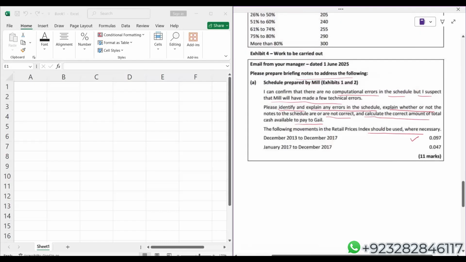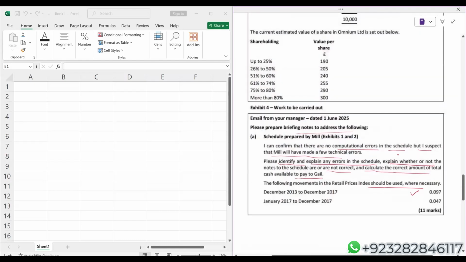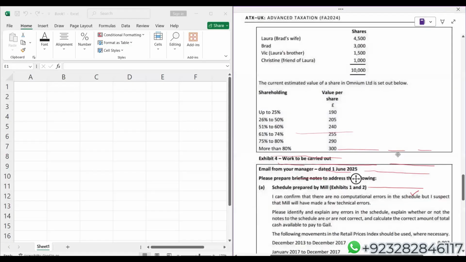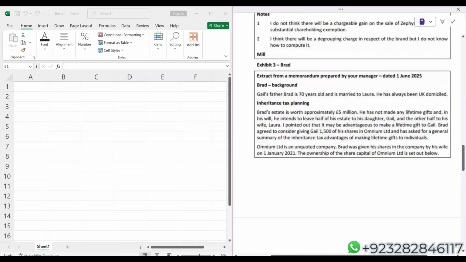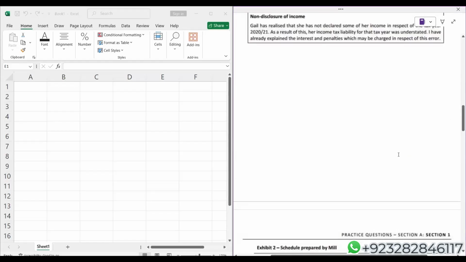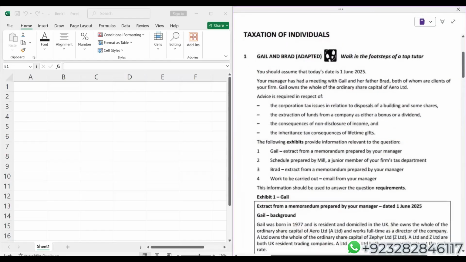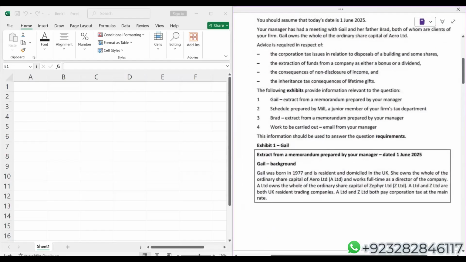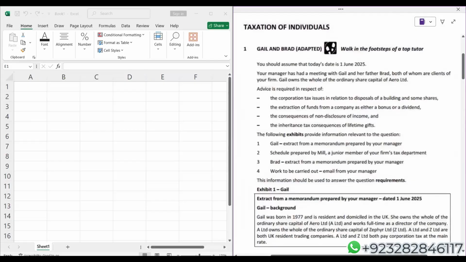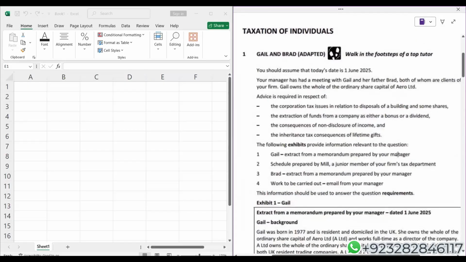Now let's see what else. With part A, schedule prepared by Mill. Let's stick to part A first. Part A, part A. Let's see first this. You should assume that today's date is 1st June 2025.